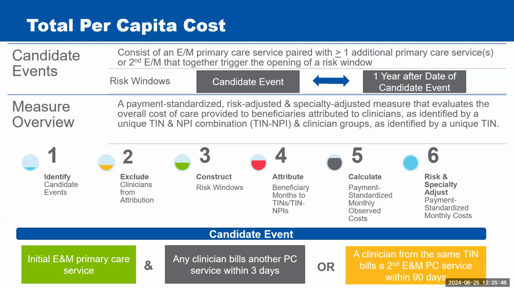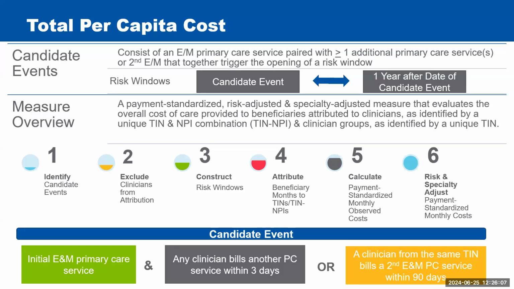Candidate events are defined as an evaluation and management care service paired with one or more additional primary care services. So you can have the evaluation and management codes and a care service, or you could have multiple E&M codes with primary care services. Multiple ways to make this up.